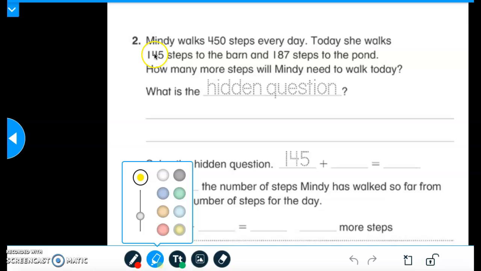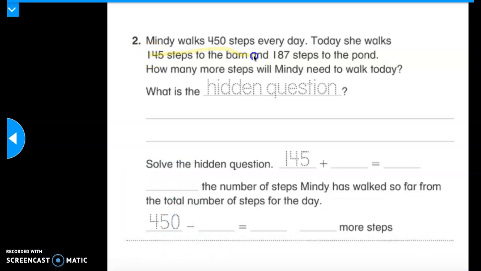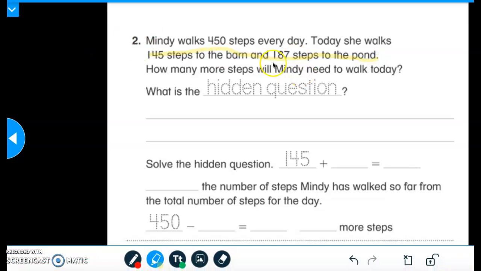The hidden question is, she's walked 145 steps to the barn and 187 steps to the pond. We need to figure out how many steps she's walked already today before we can figure out how many steps she has left. So our hidden question is this right here, 145 steps to the barn and 187 steps to the pond. We need to add those together. So we're solving the hidden question.